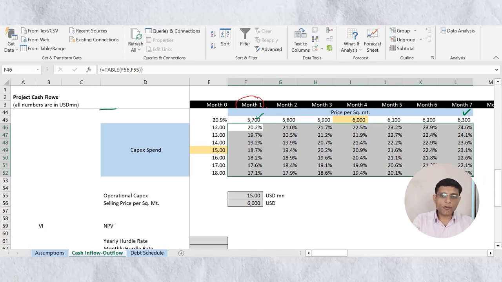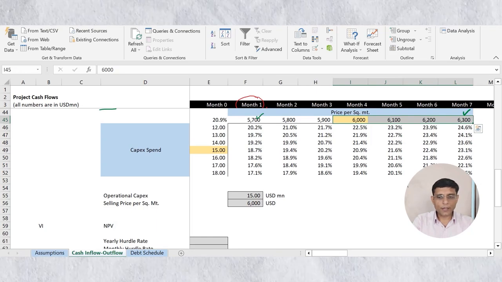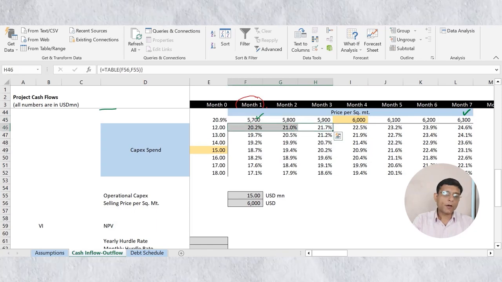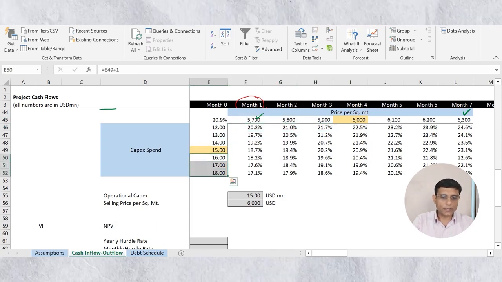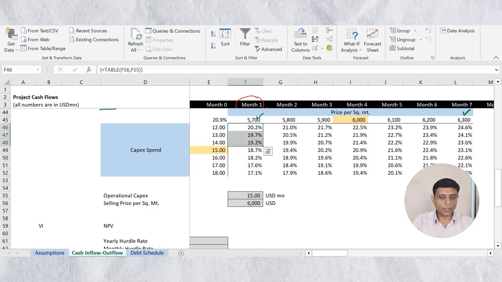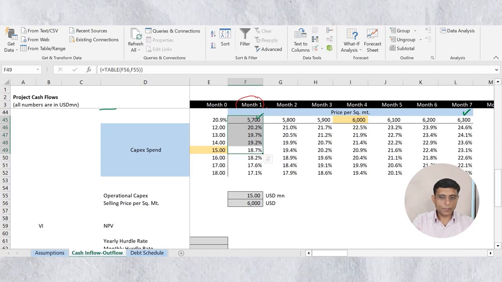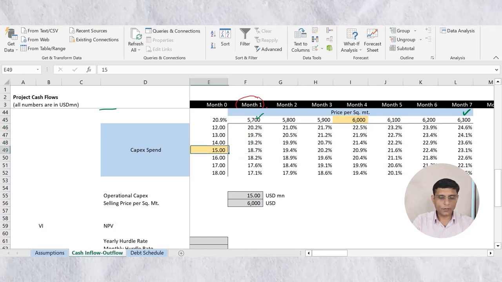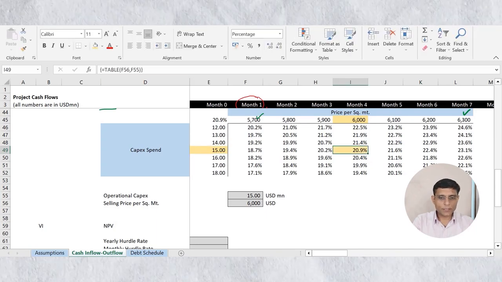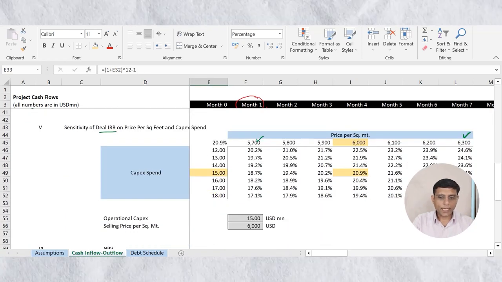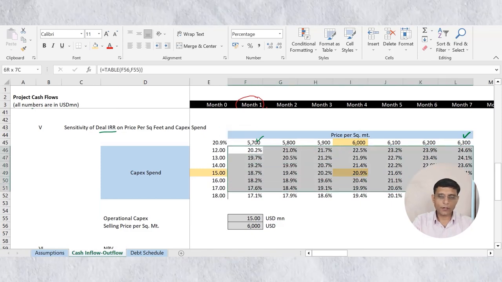You can see, guys, with the increase in the selling price per square meter, your IRR is increasing. And with the decrease in the selling price per square meter, your IRR is decreasing. With the increase in the capital spend, your IRR is decreasing. With the decrease in the capital spend, your IRR is increasing, right? You can see that. Now, see, corresponding to my base case assumptions, 6,015 million spend, this is the final output of my model. You can see this is matching with my final outcome of the model. Okay, 20.9%, and I can see all possible deal IRRs under different scenarios.